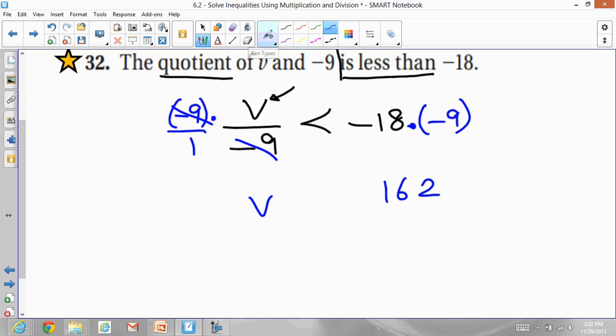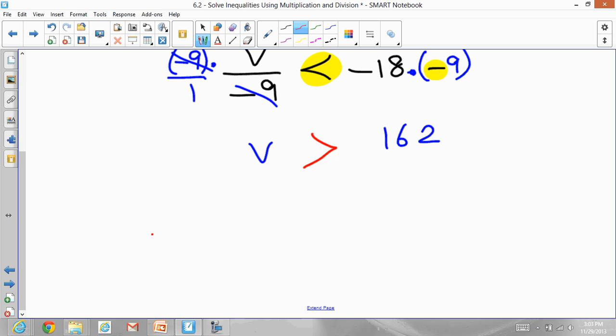Now you have to focus on your inequality. Ask yourself, should you switch it? Should you not switch it? Okay, in this case, you were multiplying by a negative number. Since you were multiplying by a negative number, yes, you do have to switch the symbol, facing the other direction. So this is your solving part. The last part is your graphing.